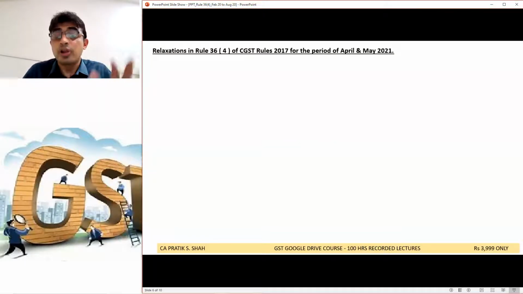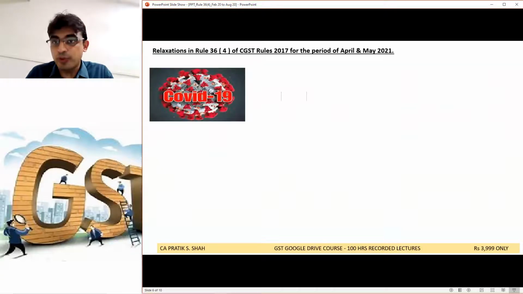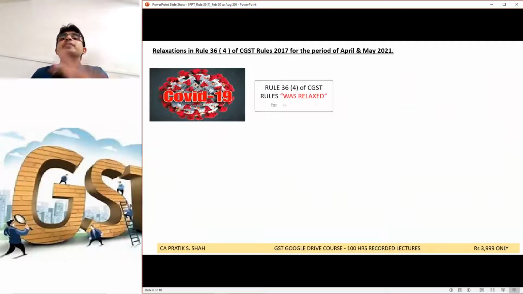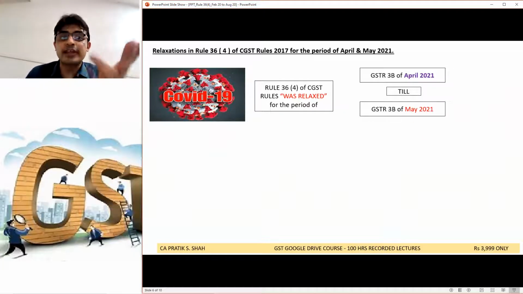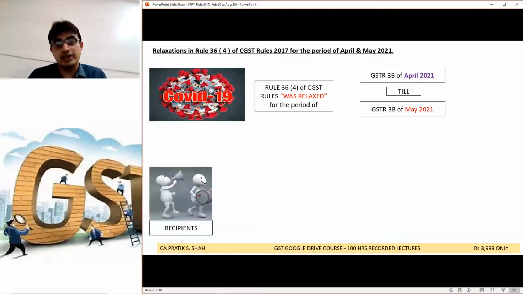Correct, dangerous rule. Now, for a change, because of COVID-19, government has relaxed this rule. Relaxed. For which period? For the period of GSTR 3B of April 21 till GSTR 3B of May 21. For 2 months, it is relaxed.